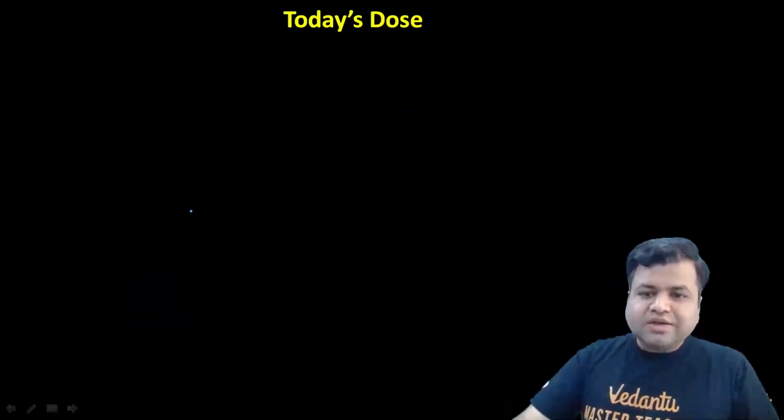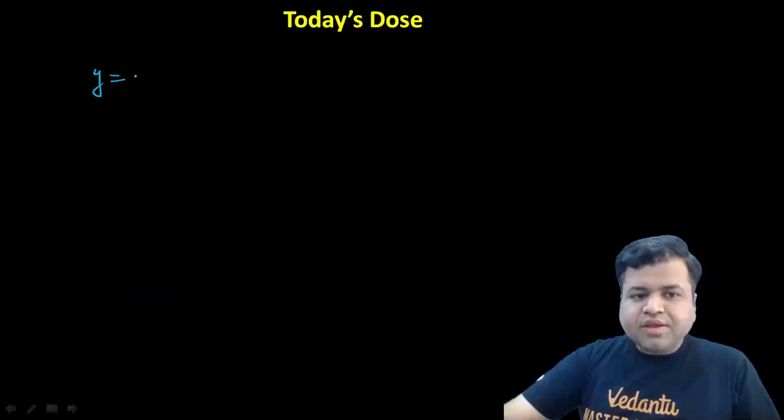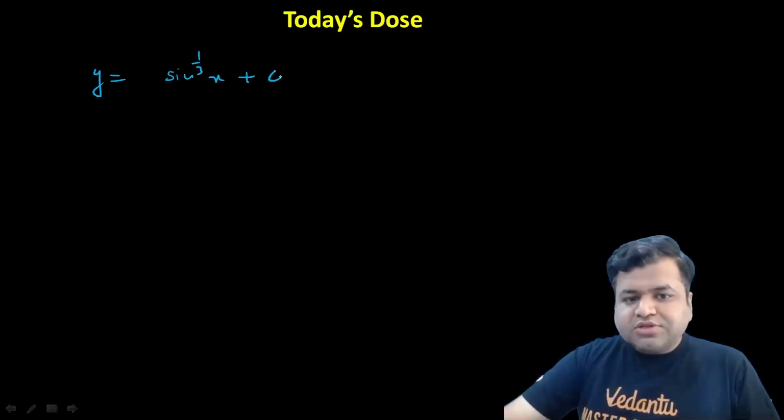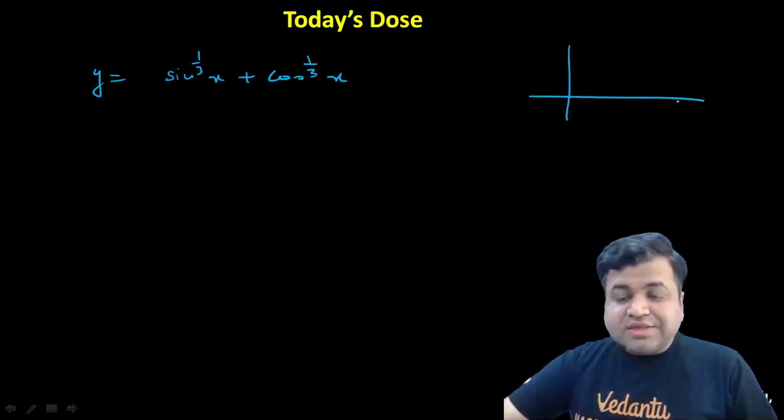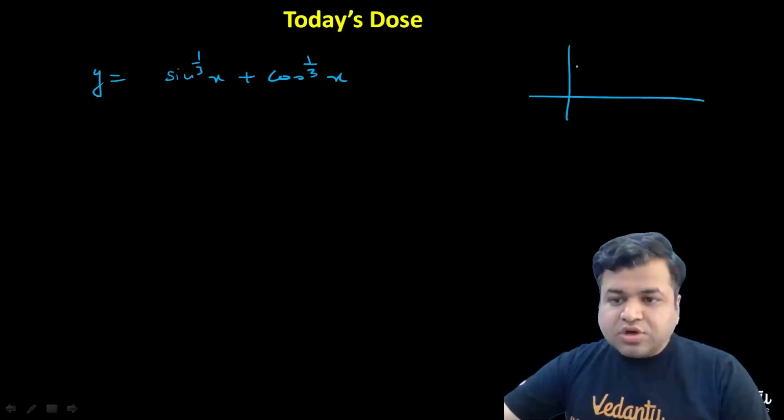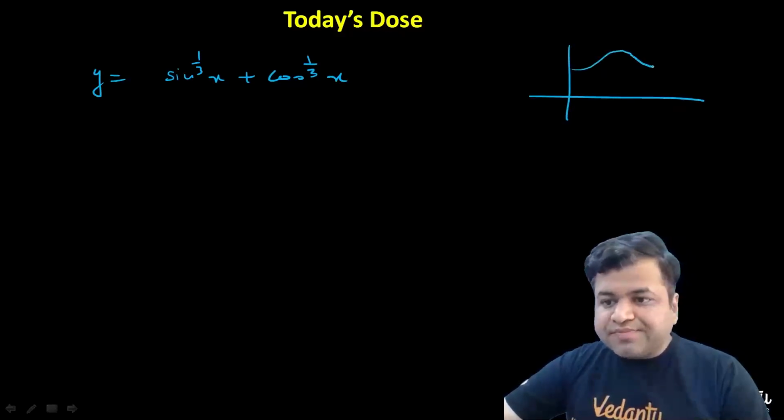For example, let's take one more example: cube root of sin x, that is sin power 1 by 3 x, plus cos raised to power 1 by 3 x. Clearly, n is less than 1 but greater than 0. So its graph should be like this. In 0 to pi by 2, 1 will be the minimum value, and the maximum value will be at pi by 4.